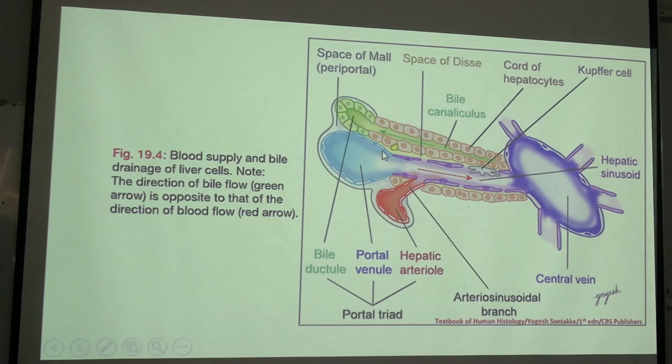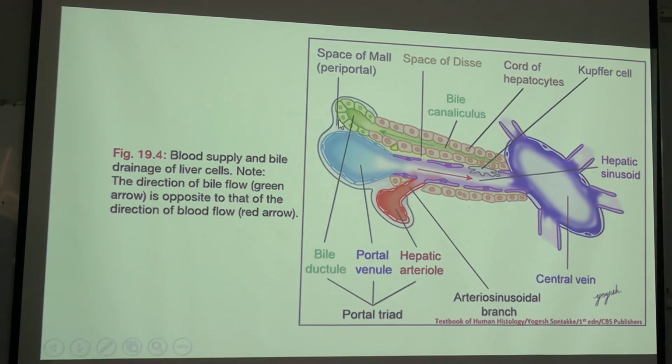Now this is how the flow of the blood and the reverse flow of the bile should look. The flow of blood is going from the portal triad region to the central vein, as we mentioned, from the hepatic arteries and portal vein draining towards the central vein. The thing is that we have bile flow, which is going in the opposite direction, from the central vein region to the portal triad.